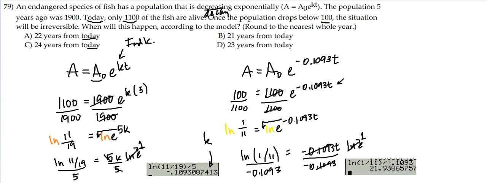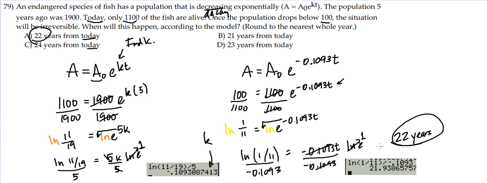And so doing that math, I get 21.938. And so we would call that 22. It rounds up to 22 years. So 22 years from today would be answer A. And again, here the rounding is not as critical with 0.1093, because you'll probably get 21.9 or 21.8. You end up rounding to the right whole number year. So this one's not quite as sensitive in that regard.